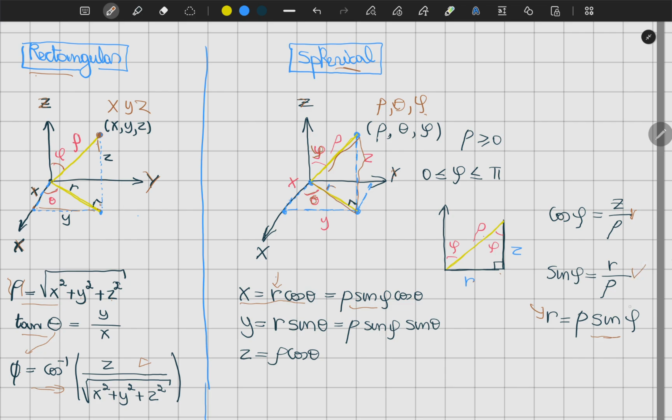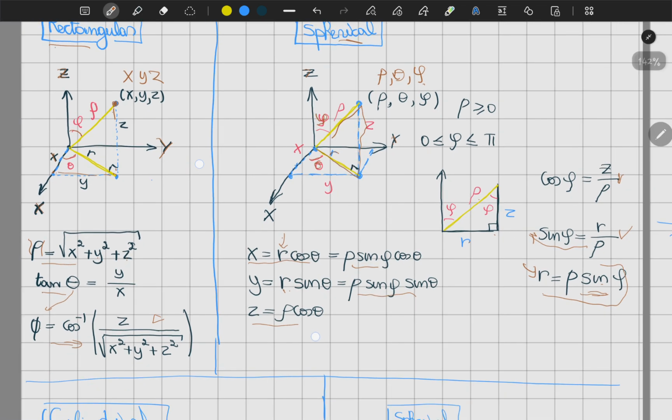We got this one, that one, and from there we just move this to that side, so it will give you this equality. Then you can just replace where you see r, and these are the formulas that we're going to use, and the one for z is actually here.